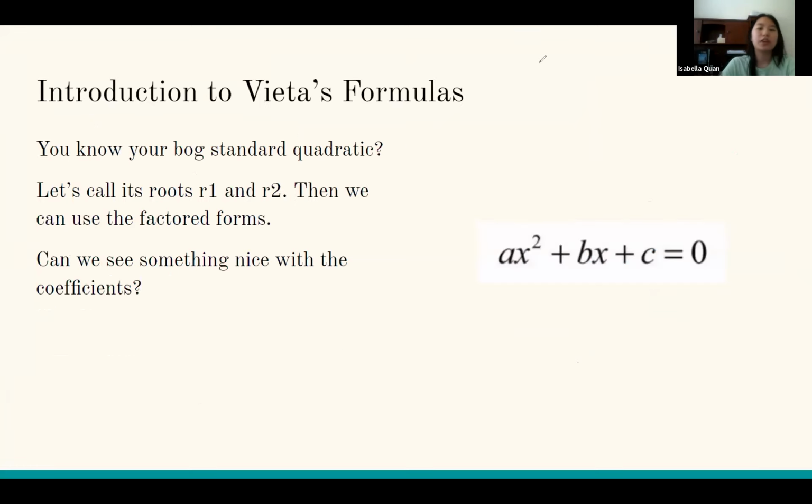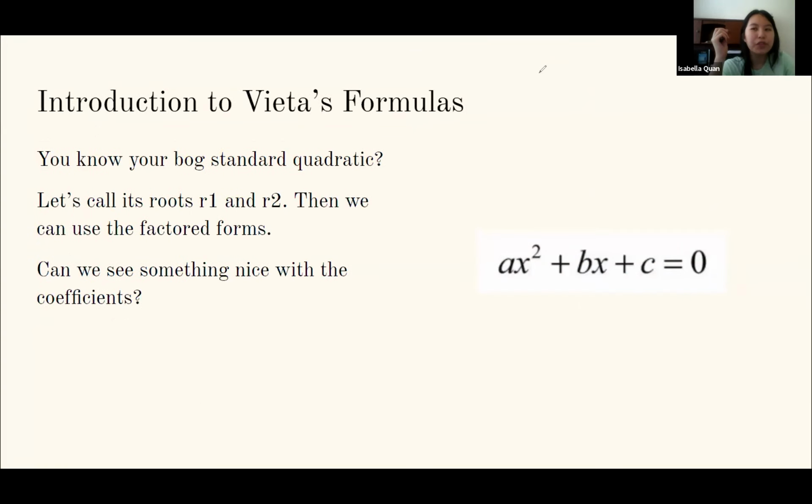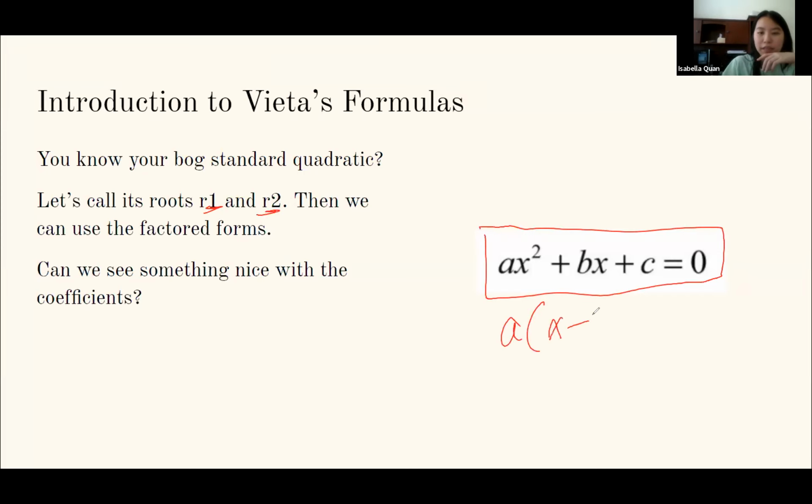So now let's talk about Vieta's. Hopefully if you're at the AIME level, you'll be pretty familiar with Vieta's, but this is just a rundown. Let's take your bog standard quadratic, ax squared plus bx plus c. Let's say the roots are r1 and r2, then we can use the factored form, which is a times (x minus r1)(x minus r2). When we expand this, do we see anything interesting about the coefficients?